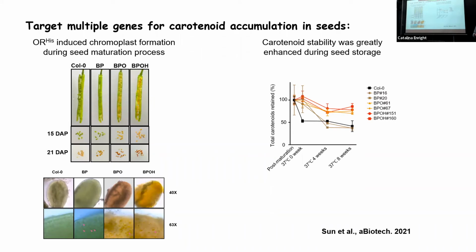So although this experiment is conducted in Arabidopsis seeds, it can be adopted for other crops, for other seed engineering, to increase the stable carotenoid storage in seeds, and therefore increase provitamin A content. So in all these experiments, we are talking about the nutritional aspects of the OR gene, especially OR-His, the mutant version of OR.